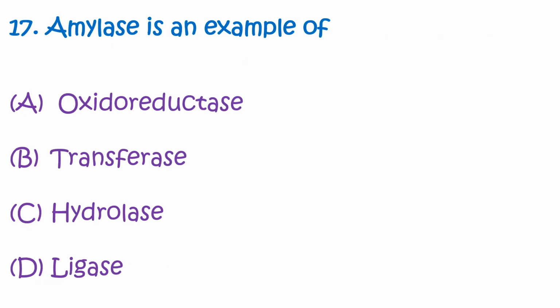Question number 17. Amylase is an example of: option A oxidoreductase, option B transferase, option C hydrolase, option D ligase. And the correct answer is option C, hydrolase. Amylases are a group of enzymes that hydrolyze starch by breaking the glycosidic linkage, that is the 1,4 linkage, and it is also called a glycoside hydrolase enzyme. So hydrolase is the correct answer.